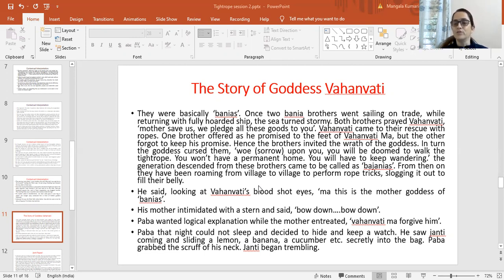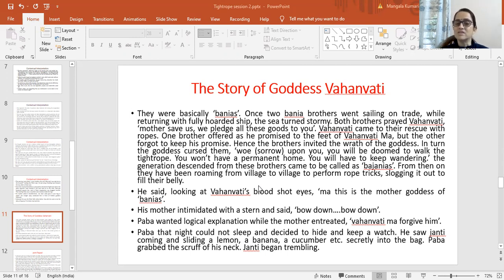We offer to you if you come and rescue us. Vahanvati came to their rescue with the ropes. Okay, so one brother offered as he promised to the feet of Vahanvati Ma, but the other brother forgot to keep his promise. He neglected, he denied it. Hence, the brothers invited the wrath, resentment, anger of the goddess. In turn, the goddess cursed these two brothers.